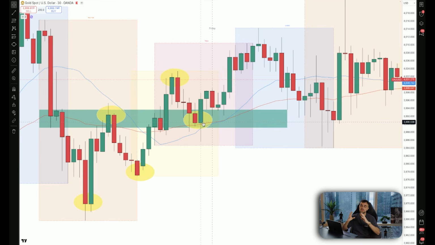Unlike currency pairs, some of which can be slower at different times, gold can actually have good movement at all times. So you can see here there was a nice breakout and retest. We have market structure here as well.